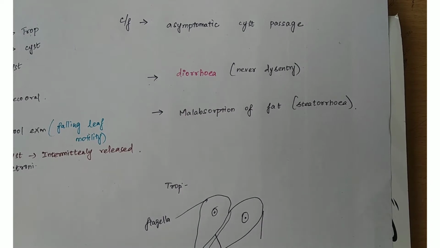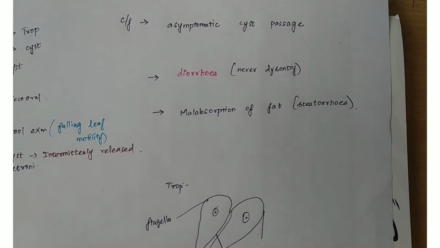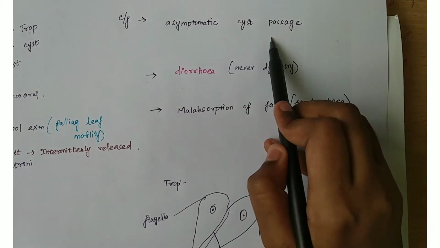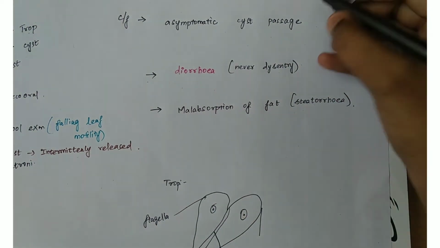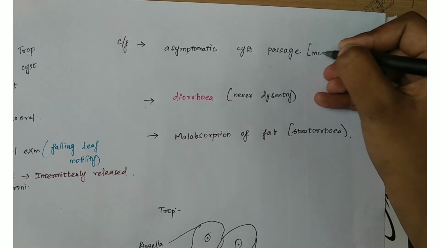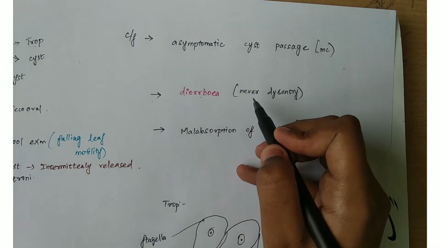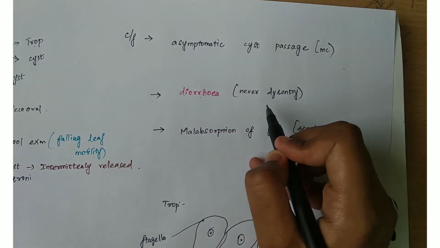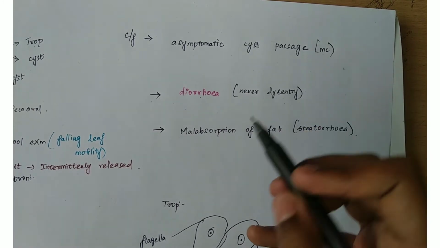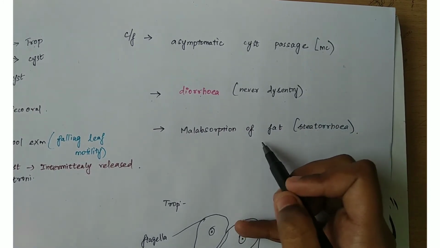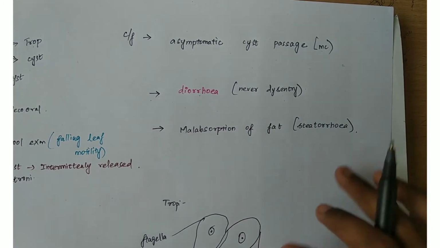Okay, moving on to the clinical features of Giardia, there will be asymptomatic cyst passage. This is the most common clinical feature, and then diarrhea will be there, not dysentery. In Entamoeba histolytica we saw dysentery, and then malabsorption of fat, that is steatorrhea, will also be seen.